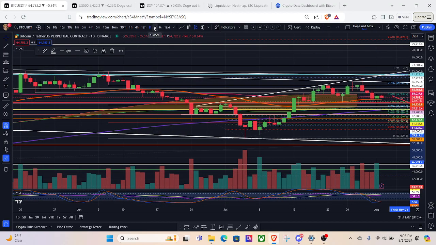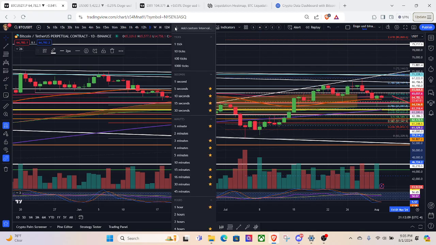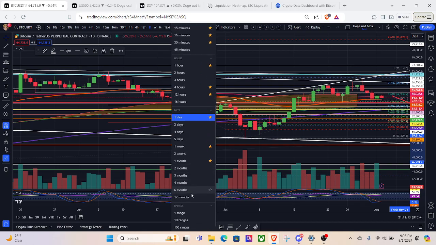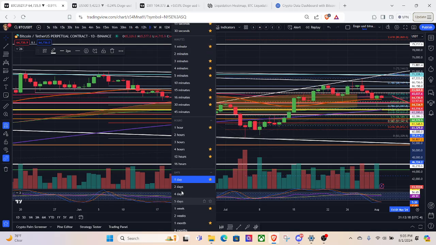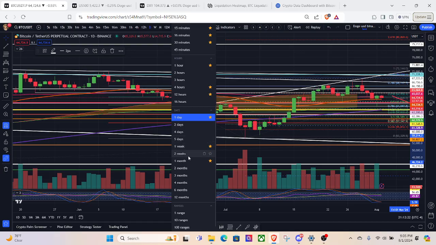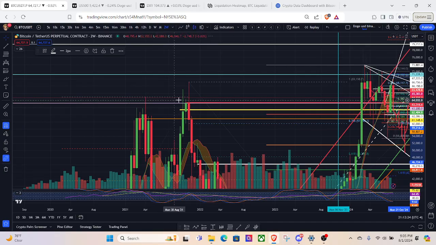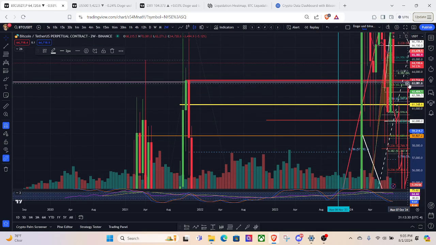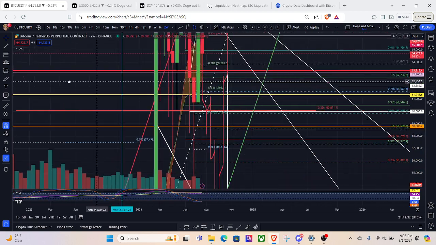So the other line that I wanted to mention was this red line. On the 2 week chart, these candle bodies are the highest 2 week candle bodies, and that line is at 63,316, excuse me.